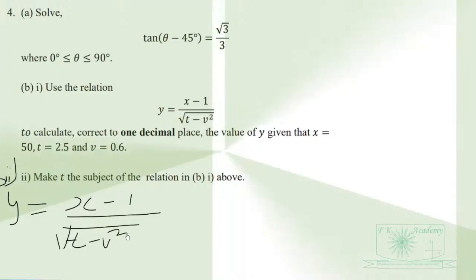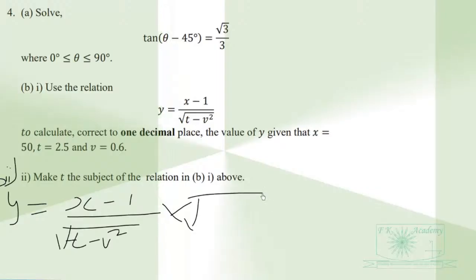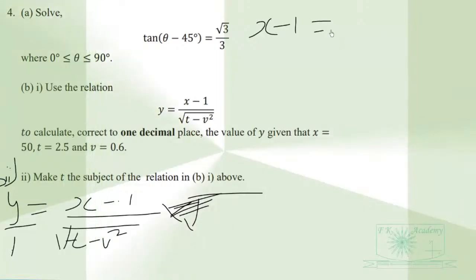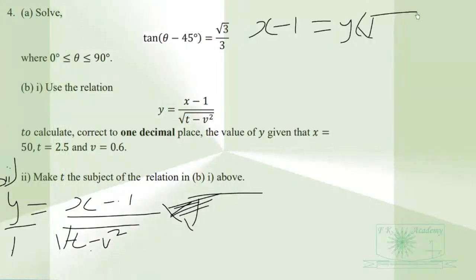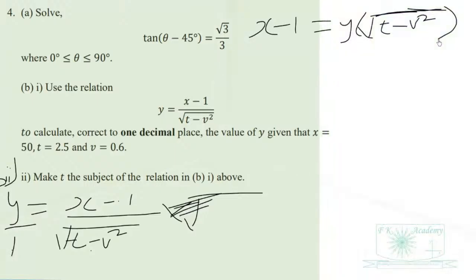So what we are going to do is to first of all multiply both sides by square root of t minus v squared. So multiply both sides by that. Or let's cross multiply. So 1 will times x minus 1 to get x minus 1. Then y will times square root of t minus v squared. Note that the square on the v cannot cancel the square root because it is not t minus v all squared. So you can't do that.